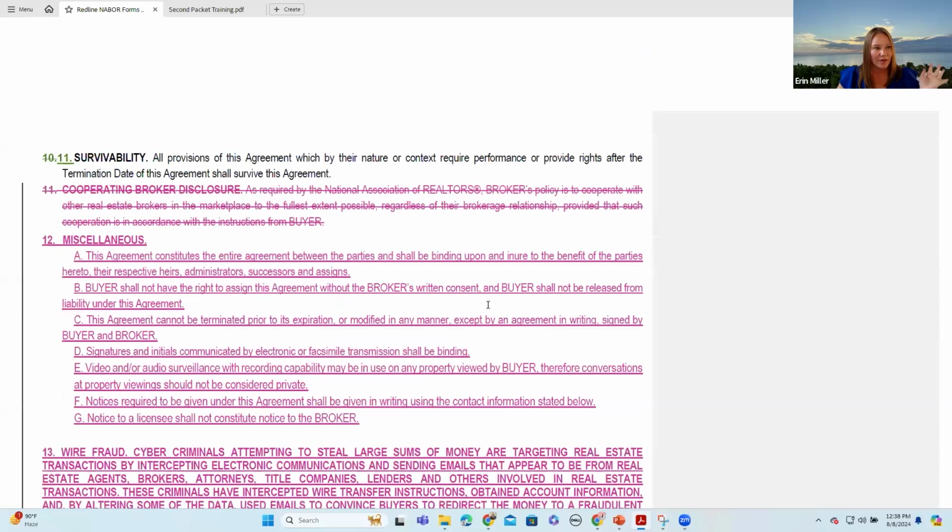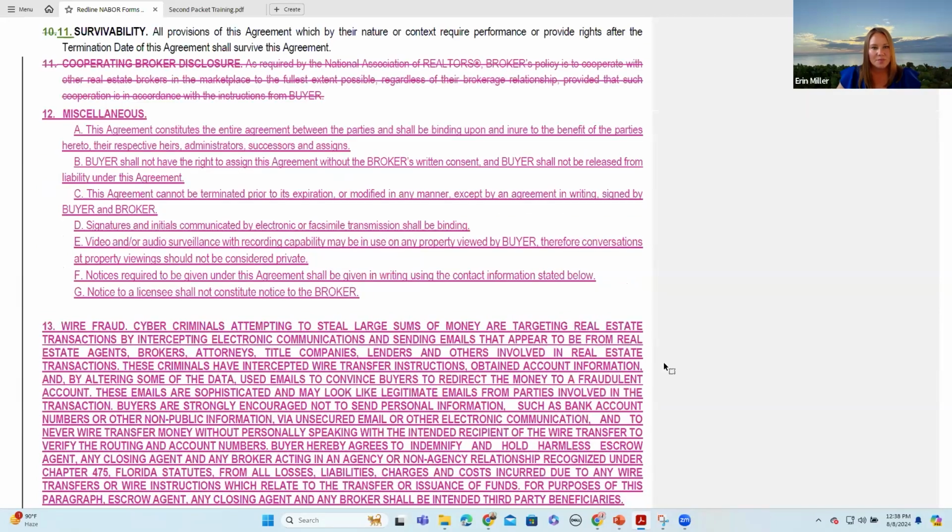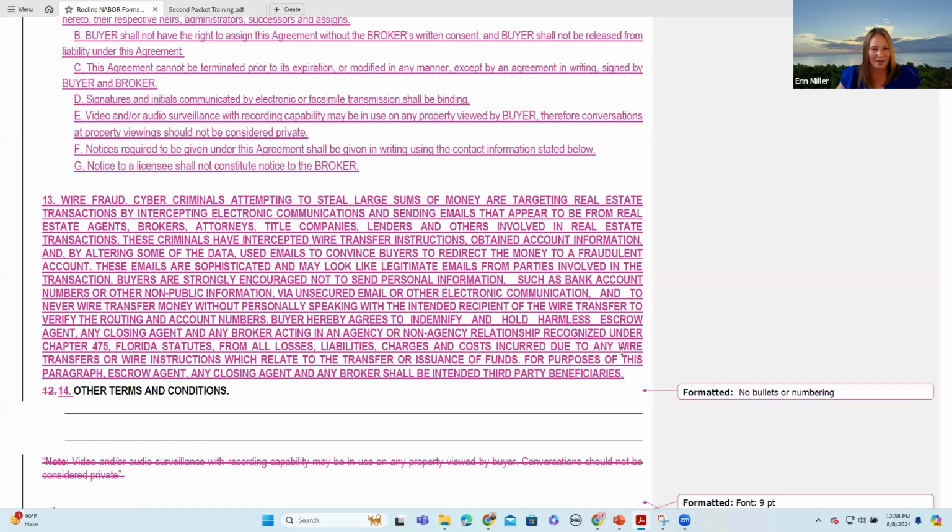Continuing to paragraph 12, there are some miscellaneous provisions. In the interest of time, I suggest that you review them on your own. Paragraph 12 is miscellaneous. Paragraph 13 is dealing with wire fraud. Again, we moved up those provisions to above the signature lines so that we can make sure that the buyer has read them before they sign on the dotted line.